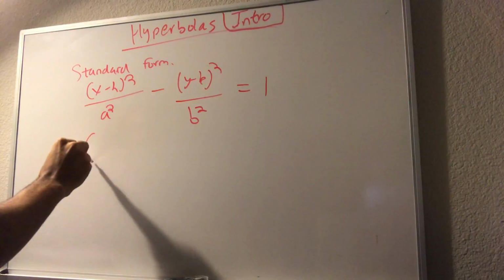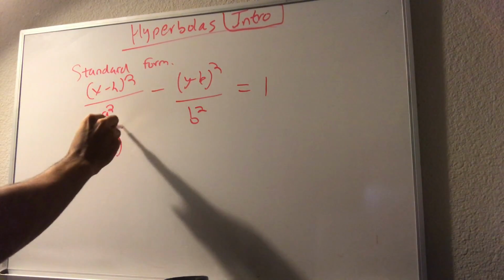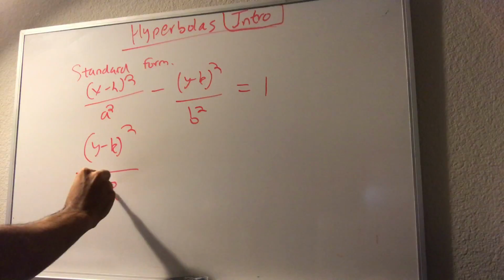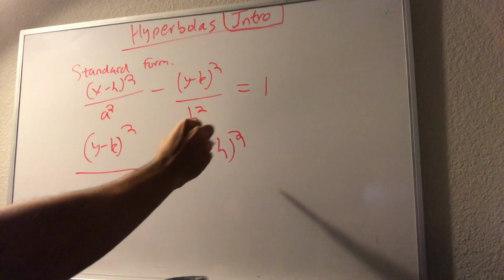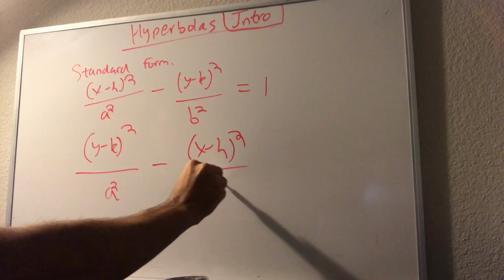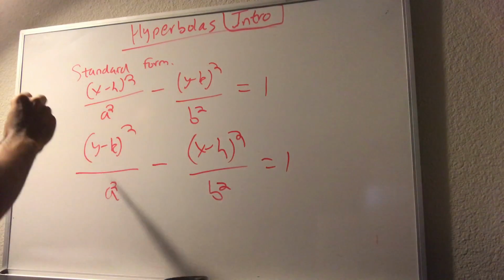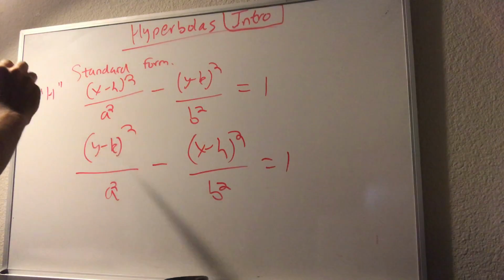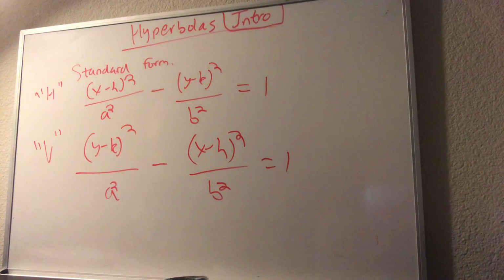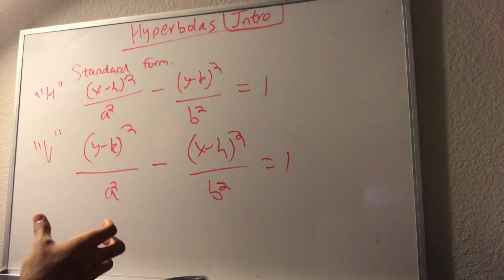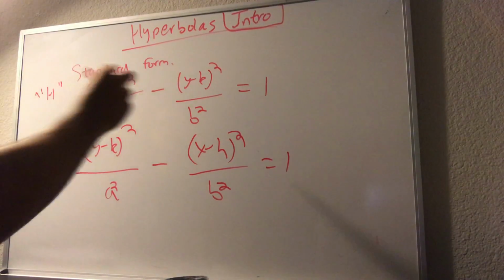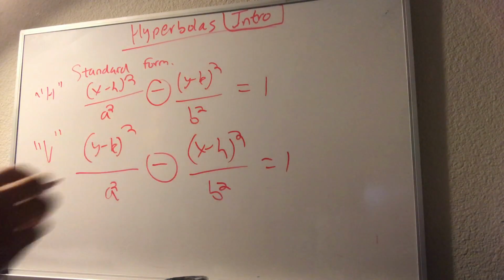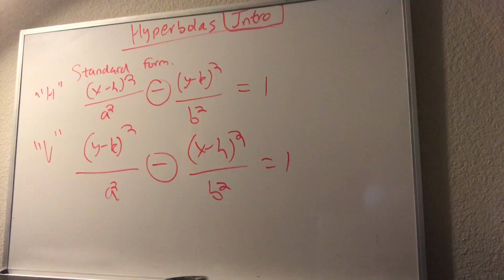And then the other one would be y minus k squared divided by a squared minus x minus h squared divided by b squared is equal to 1. And so you don't want to get too confused again with the variables. What I have here is really similar to the form you saw for an ellipse. Again, the major difference is this subtraction sign. You always want to remember that there's a subtraction sign for a hyperbola.